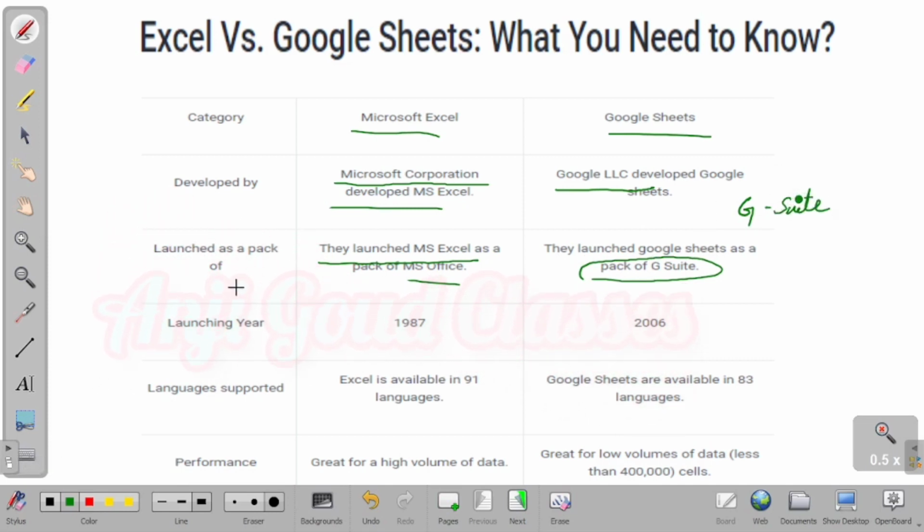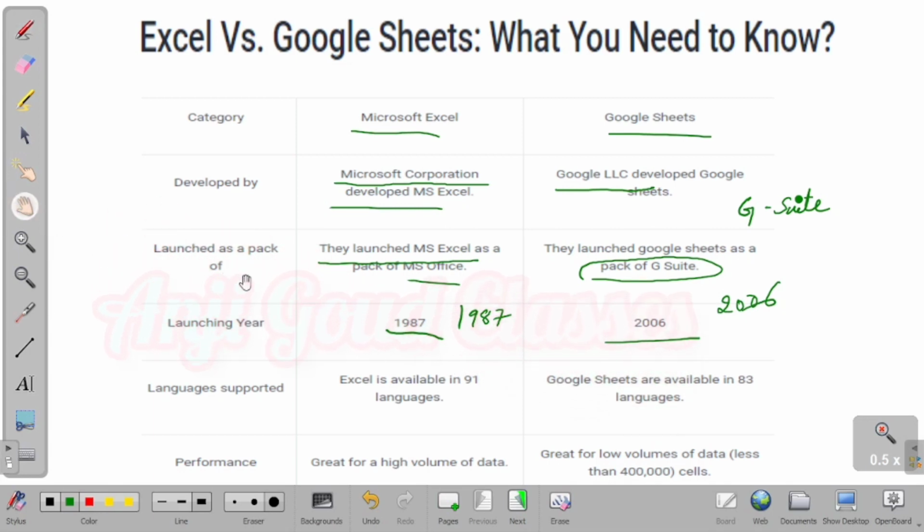Okay, right. Next, launching year. When was Microsoft Excel launched? As I told you, the 1980s. That is exactly 1987. Microsoft Excel was launched in 1987. Next, what about Google Sheet? Google Sheet is recent, since 2006. It was launched in 2006.